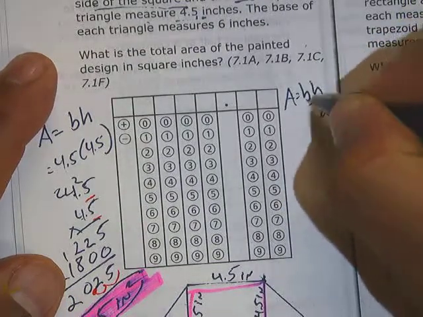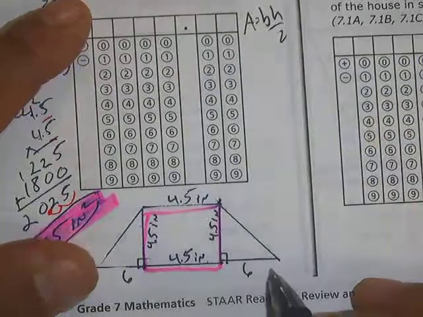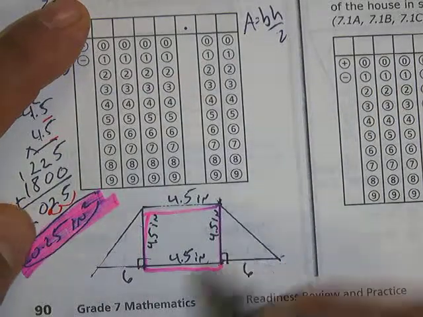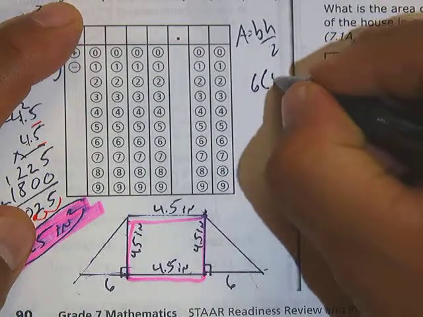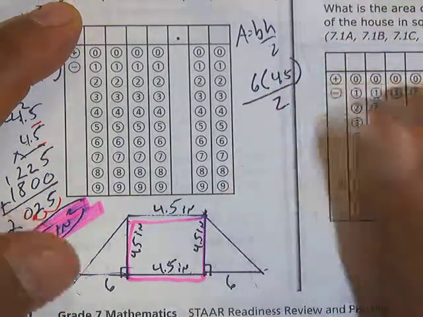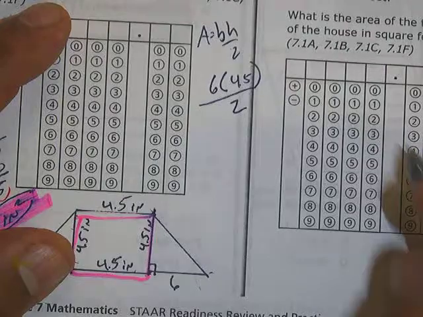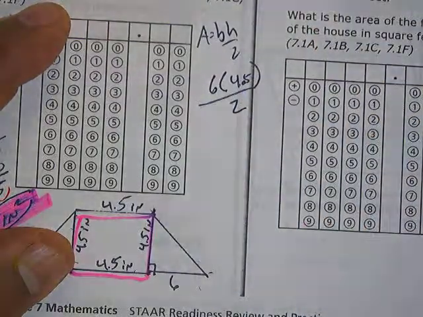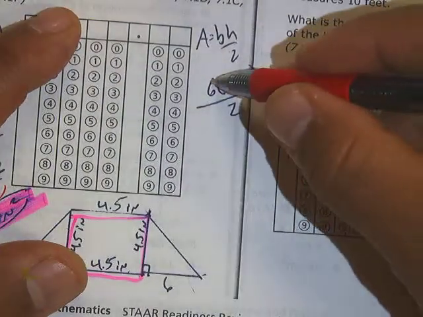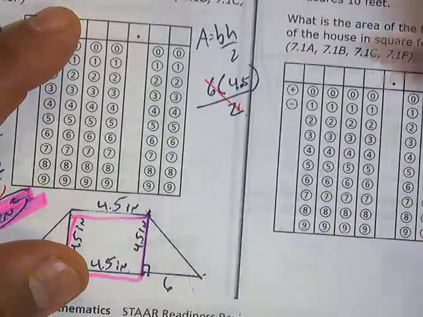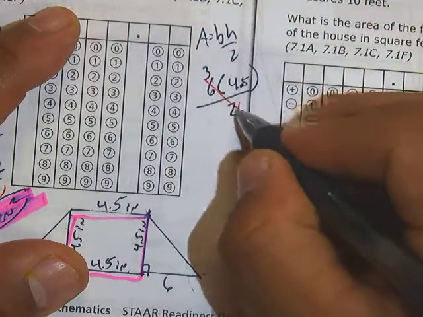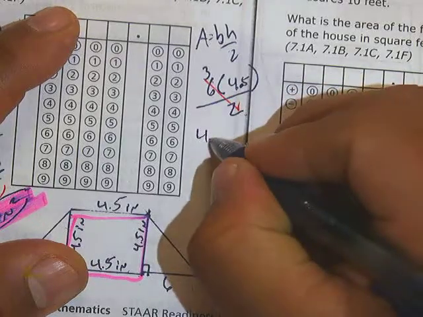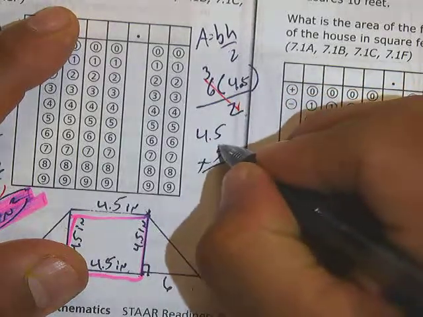I need to find the area of the triangles now. And the triangles, if you look at the equation, half of base times height, or base times height divided by 2. And so that's what I'm going to do next. So I'm going to use area is equal to base times height divided by 2. So 6 times 4.5 divided by 2.